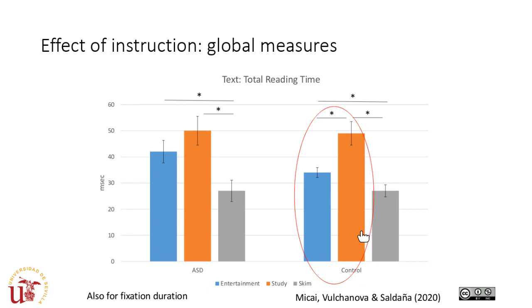Now, what happened in the case of autism? In the case of autism, there were differences between the study and the skim condition. But not between the study and the entertainment condition.